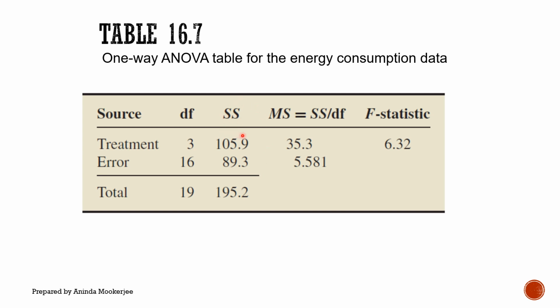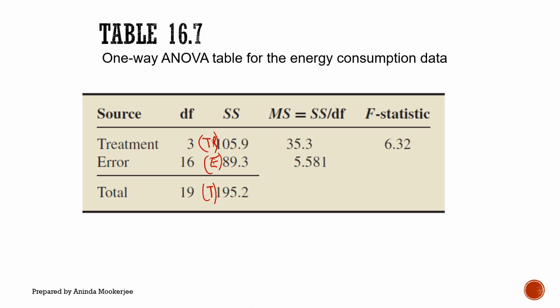Then we found the value of SSTR. The first row represents SSTR, and we calculated that value to be 105.9. That came from the calculations in the first table. And then for SSE, we came up with a value of 89.3. When we sum them up, we get a value which is equal to SST. So here we have SSTR, this is SSE, and this one is total SST. Let's surround this with brackets.